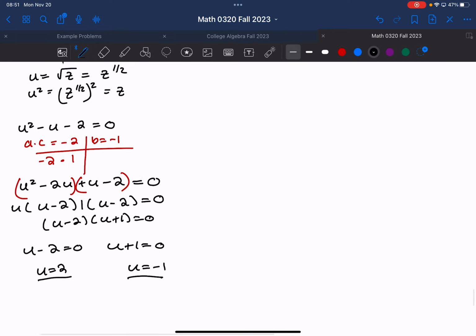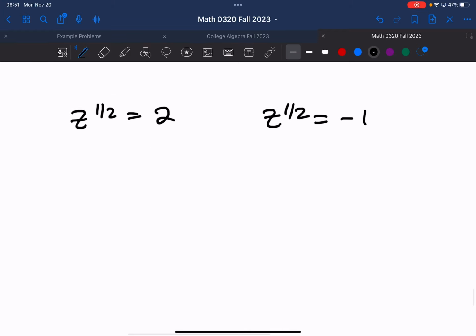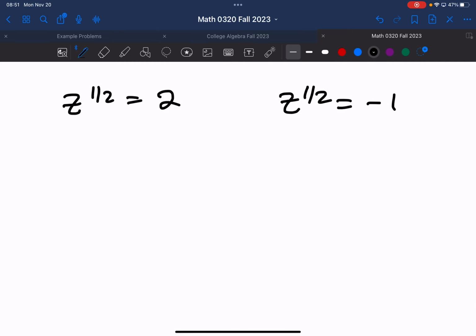Okay, so that was the first part. Once we find our u values, we plug them back into whatever we set u equal to in the beginning. So in the beginning, we said u is equal to z to the 1/2. Z to the 1/2 is equal to 2, and z to the 1/2 is equal to -1. So zooming in over here, what are we going to be raising z to the 1/2 to in order to cancel out that 1/2? 2. So we're squaring both sides.